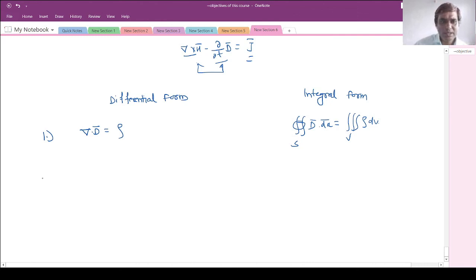Okay. Second is for magnetism. So what it says is that the divergence of B̄, that is the net magnetic flux coming out from the surface, will be equal to 0. And how to write it in integral form? If I take the closed surface integral, the dot product between the flux density and the small area dA will be equal to 0.